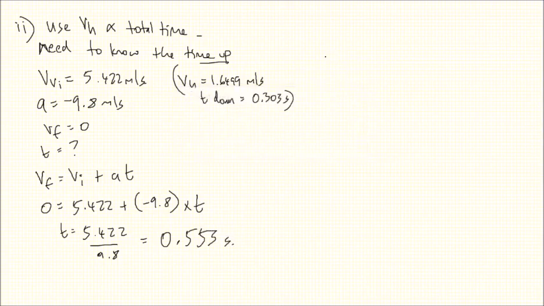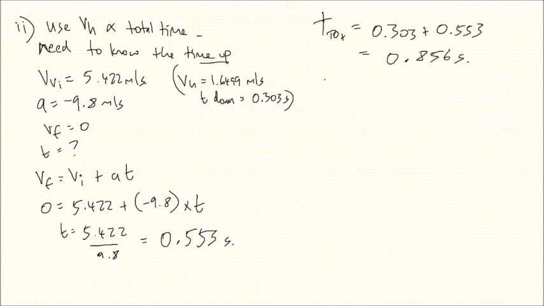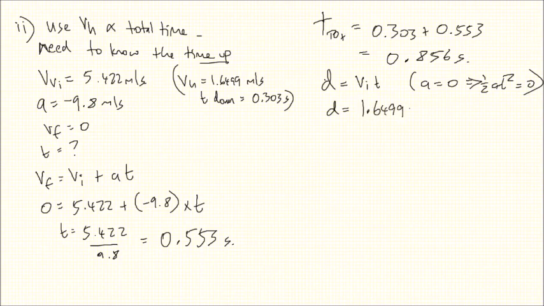0.553 seconds. Then I add the time down, probably flip back to the previous page to find this. So time total equals 0.303 plus 0.553, giving about 8.5 seconds. Sorry, not 8.5. Gosh, I must have been tired when I did this. Now, 0.856 seconds. And then the horizontal distance, you can use d equals ViT. Obviously the acceleration is 0, so half AT squared is 0. So d equals ViT plus a half AT squared simplifies to d equals ViT.